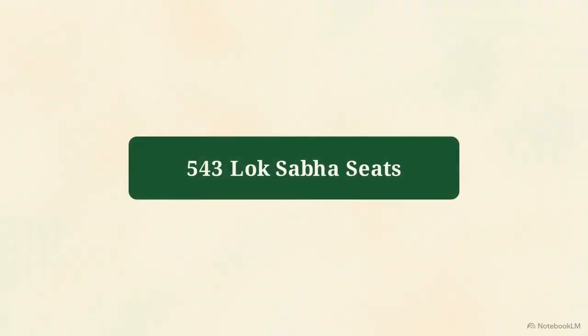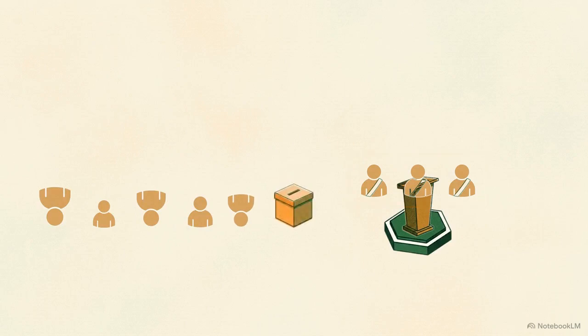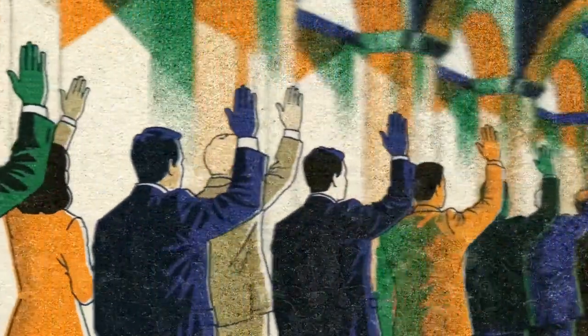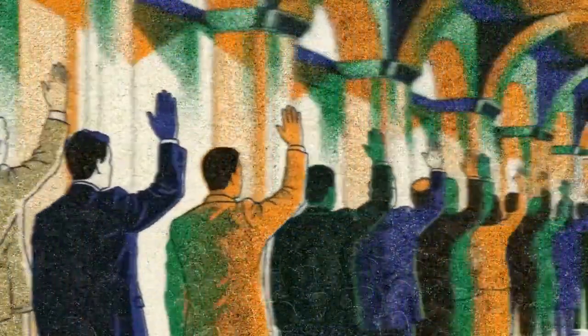Of the 543 Lok Sabha seats, 84 are reserved for scheduled castes and 47 for scheduled tribes, leaving 412 general constituencies. This restricts candidate eligibility, not voter participation. In reserved constituencies, only specified demographics can run, but every eligible citizen still votes. By engineering these specific interventions, the system protects minority representation from being erased by the raw math of plurality rule.